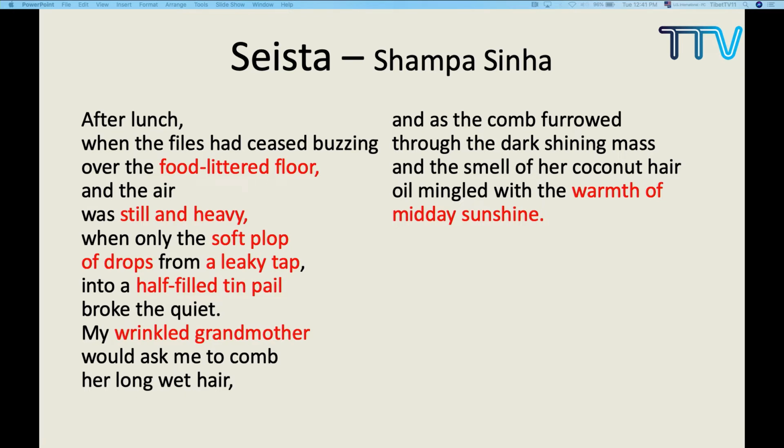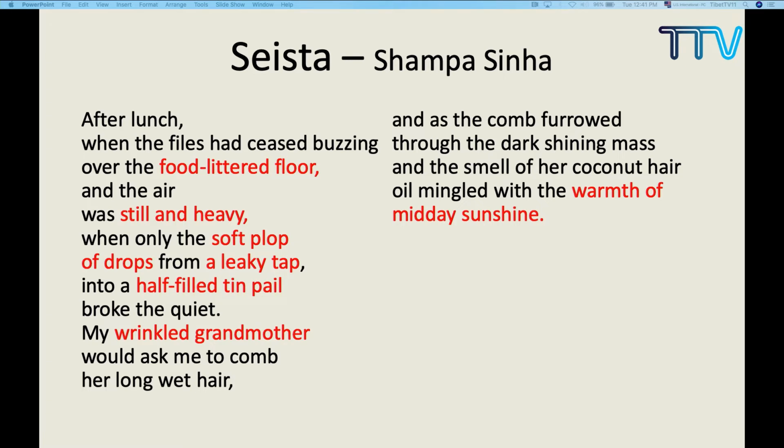The soft plop of drops from the leaky tap. You are able to create an image of a tap from which the water comes, tick, tick, tick, tick. So it's a leaky tap. Half-filled tin pail, you are able to see it basically.